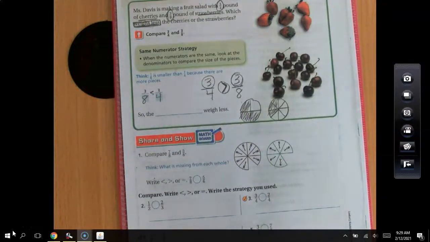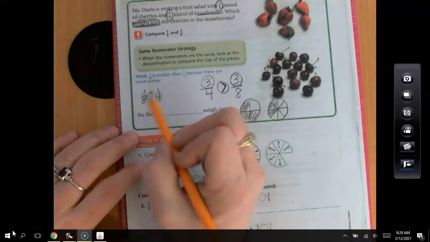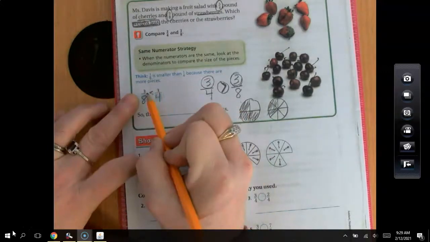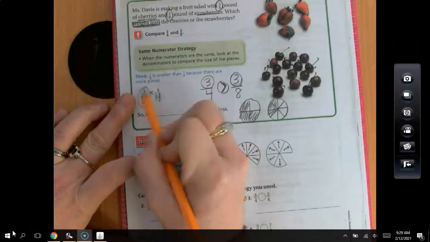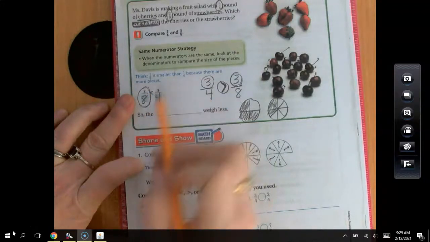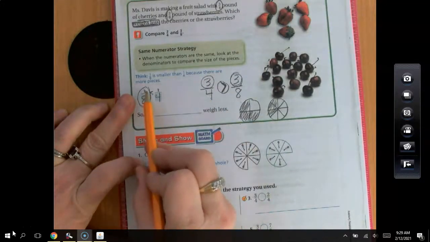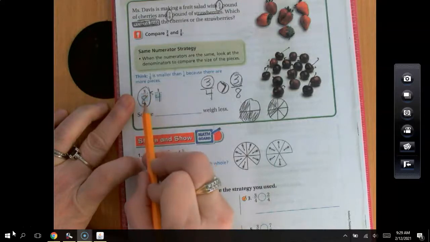So, which one weighs less? Well, go back up to your problem. I know my less is this fraction right here, so go back up to your problem and find out which one is less, cherries or strawberries. Which one was 3/8?